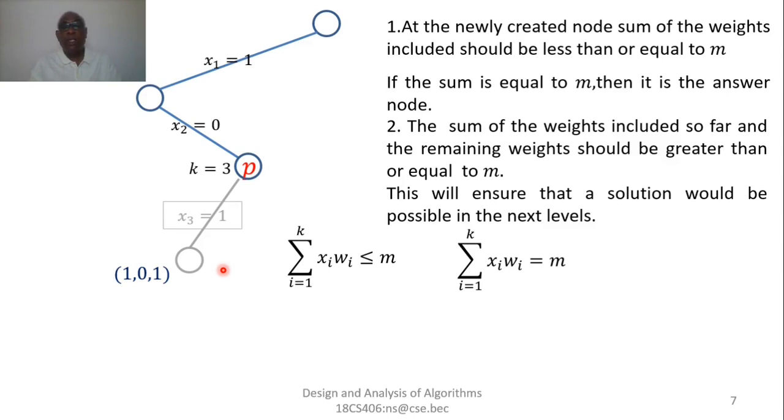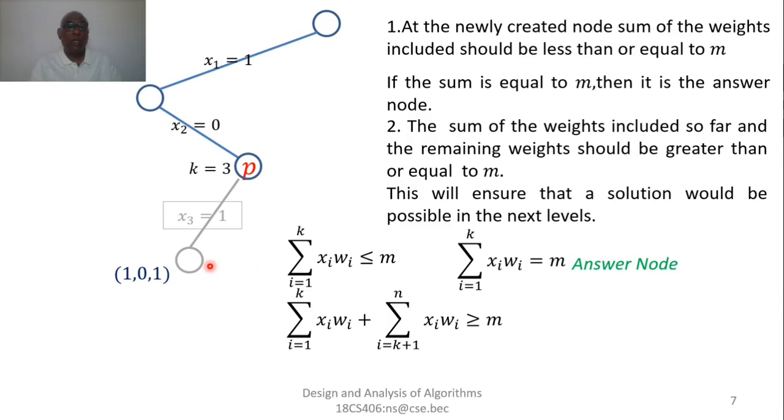So hence, the second condition to be satisfied by this partial solution x1, x2, up to xk is sigma i equal to 1 to k xi wi, which is the sum of the weights included so far, plus sigma i equal to k plus 1 to n xi wi, which is the sum of the remaining weights. Both these sums put together should be greater than or equal to m, so that we hope for a solution, if not now, at a later point of time as we explore the state space tree.